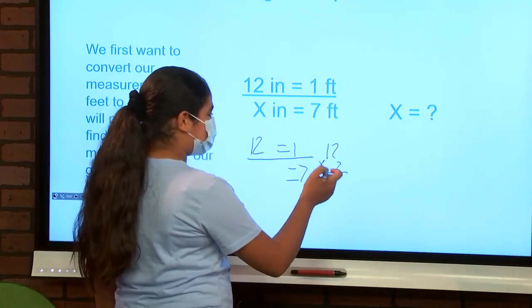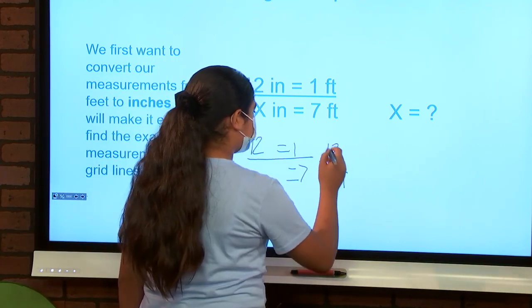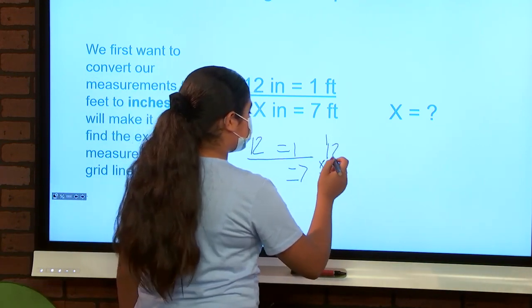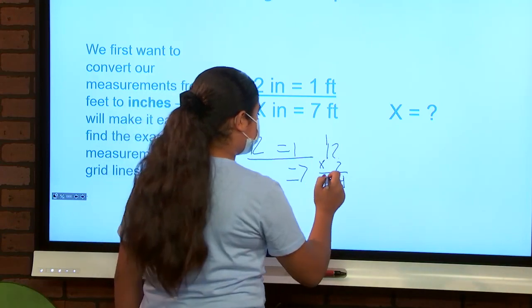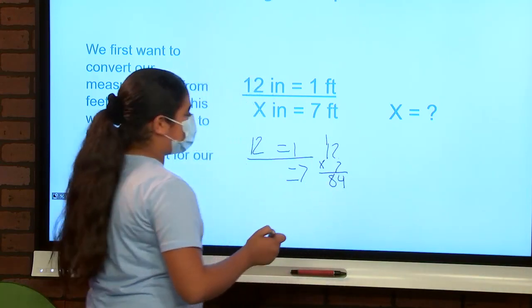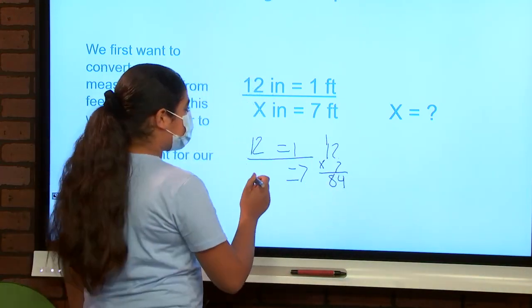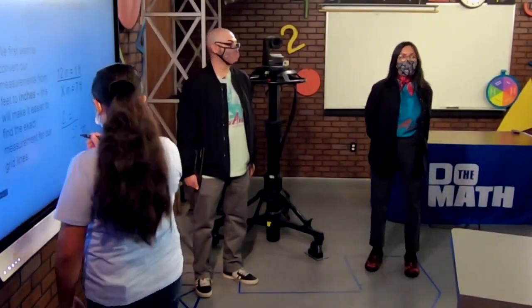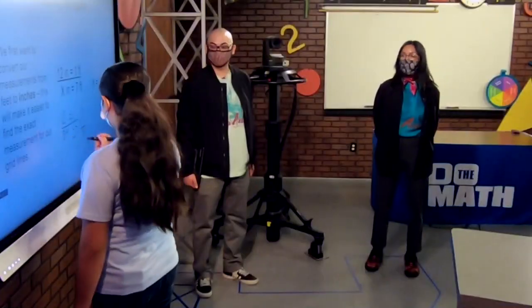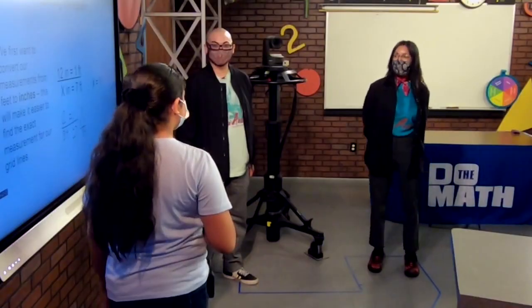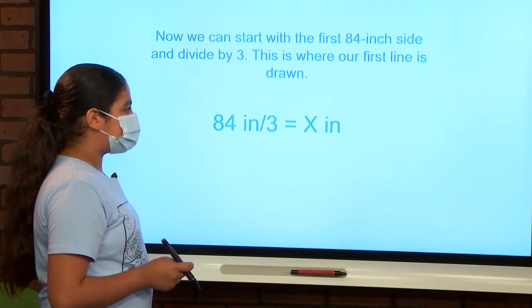So 7 times 2 is 14. Carry the 1. 7 times 1 is 7, plus 1 is 8. All right, there you go. 84 inches for the 7 feet. Yes. So that'll be 84 inches on each side. Great. So we can go to the next one.